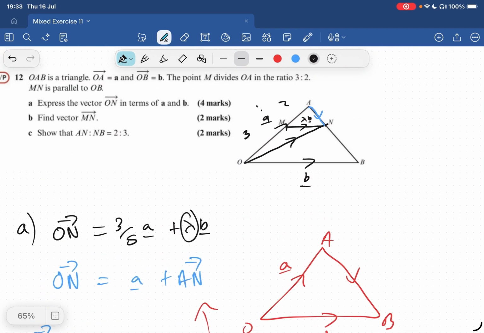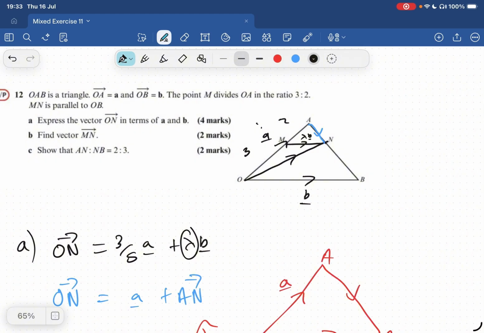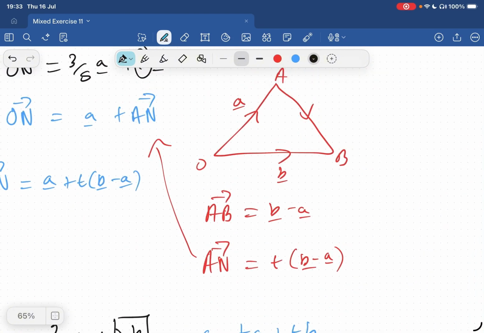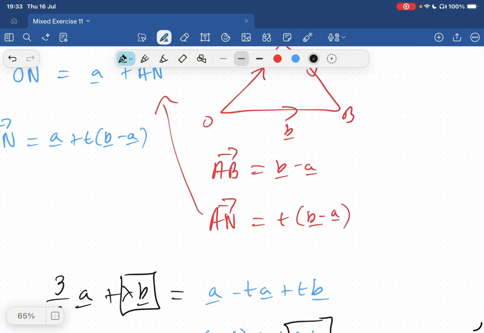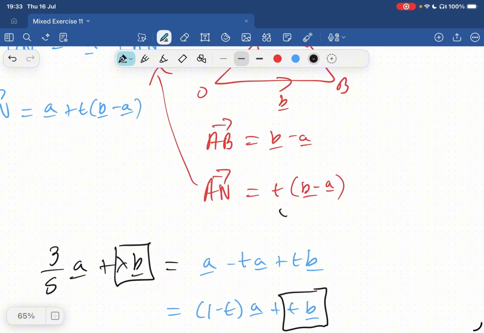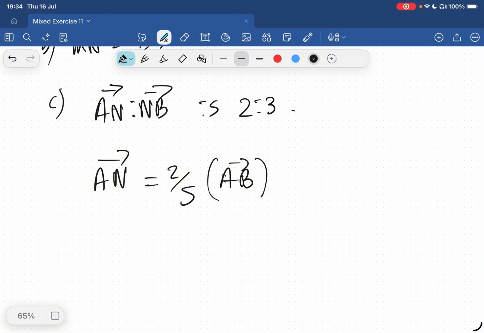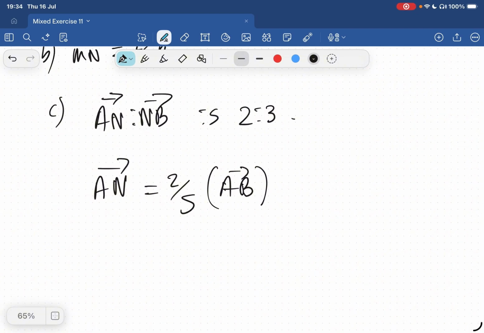And now C, we need to show that AN to NB is 2 to 3. Well, we knew what AB was. AB was B minus A. And then we know this T we've now figured out is 2/5. So A to N, we know that A to N is 2/5. Very clear, 2/5 of A to B. Let's not slack on our notation. A to N is 2/5 A to B.